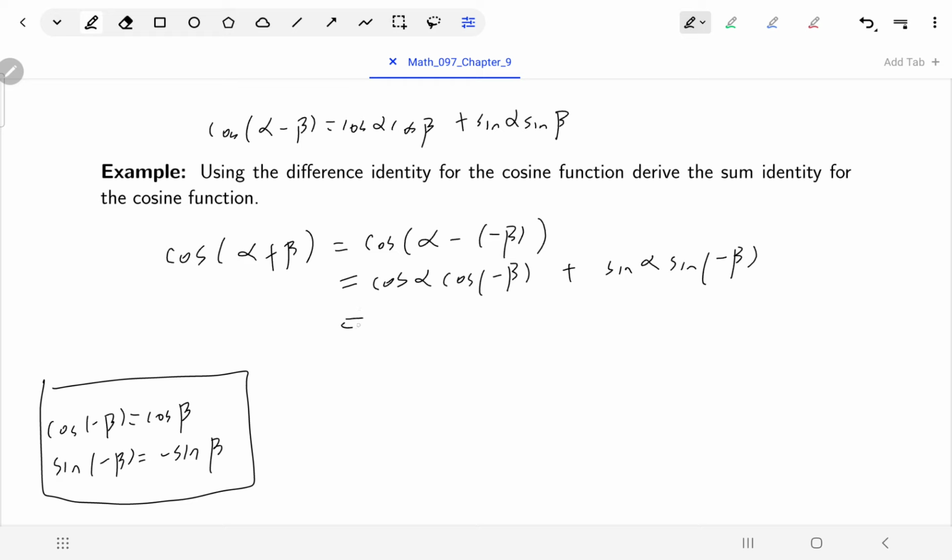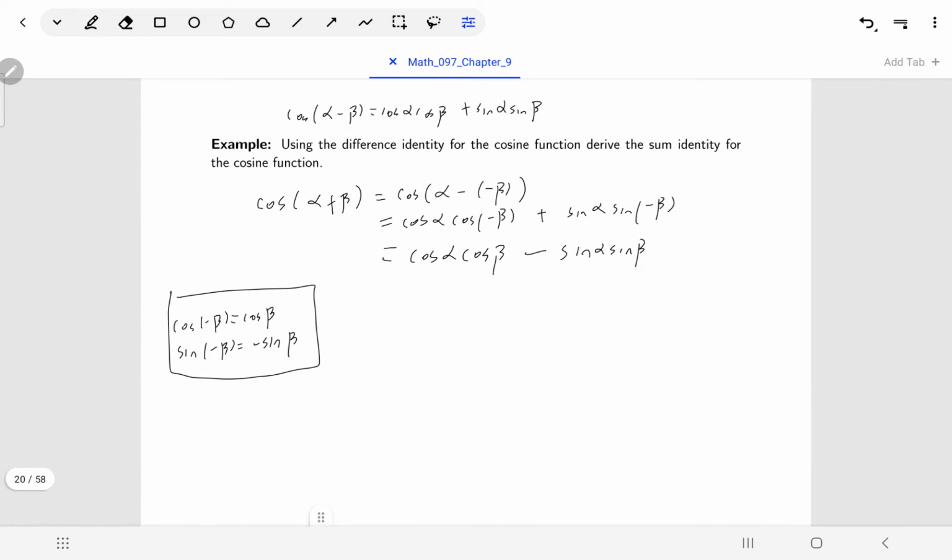So using them here, the fact that cosine is even means cosine alpha, cosine of negative beta is the same thing as cosine alpha, cosine positive beta. And since sine is odd, that negative can come out front, meaning I now have minus sine alpha, sine beta. And there we go. So if I knew the difference identity for cosine, I can now generate from it the sum identity for cosine.